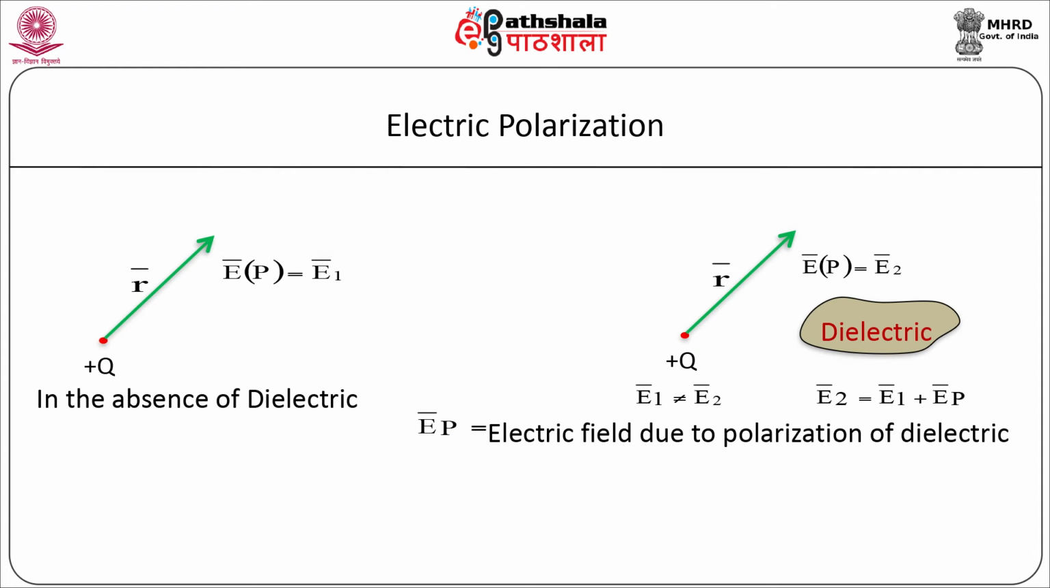In the presence of a dielectric near a given charge distribution, the initial electric field at a point is altered. Rather, it is reduced in magnitude. It is because of a phenomenon known as electric polarization.